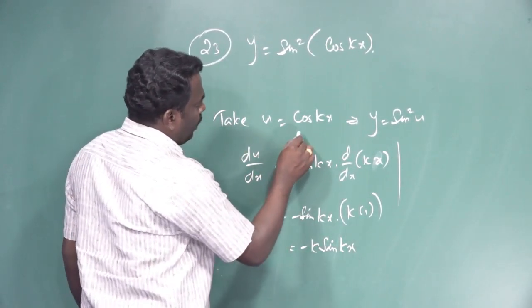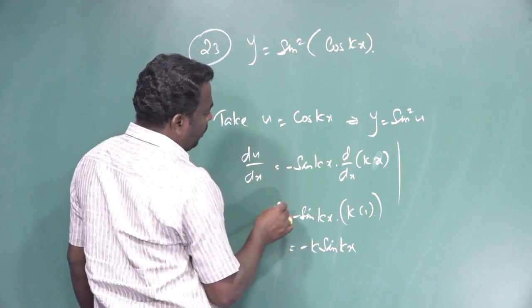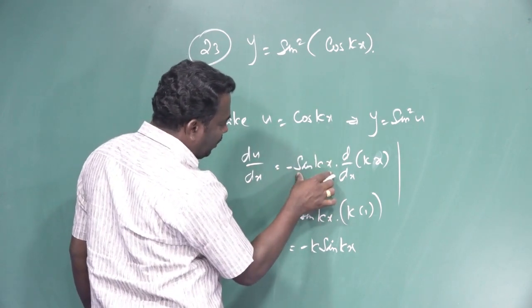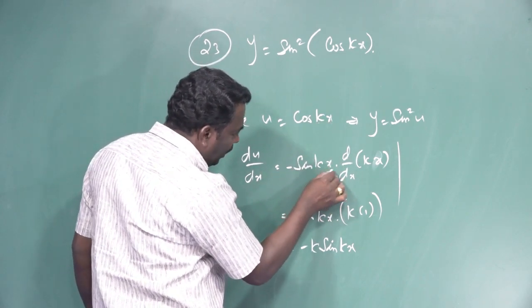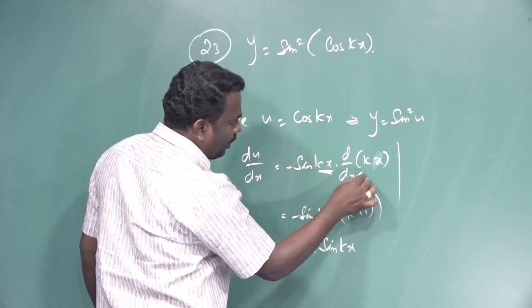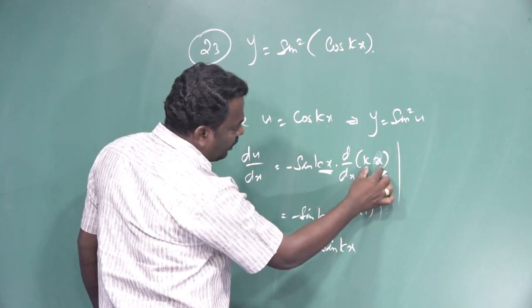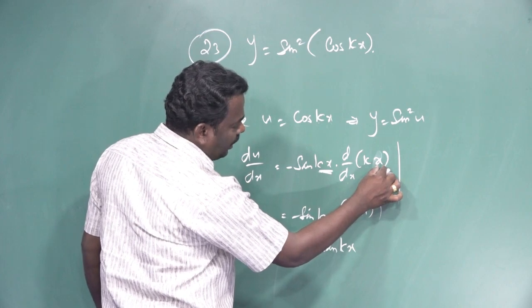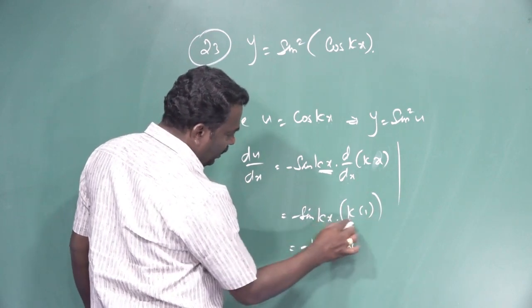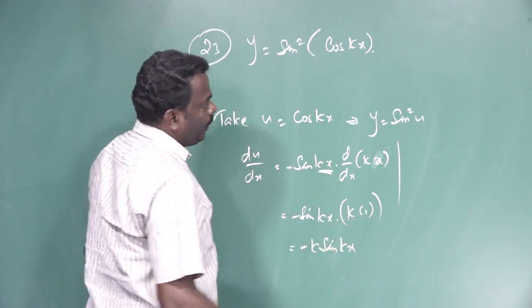Once again, the differentiation of cos kx becomes minus sin kx, and again we want to differentiate the term kx, d by dx of kx. In differentiating kx, k is called the coefficient term, and differentiating x with respect to x gives 1. Therefore it is minus k into sin kx, the derivative.